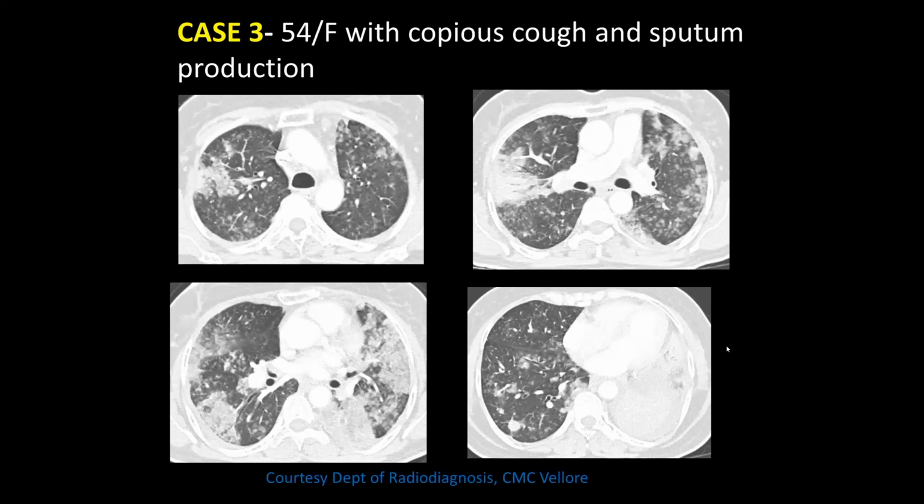Last case, it's a 54-year-old female with copious frothy sputum production and cough. Invasive mucinous is what people are replying.